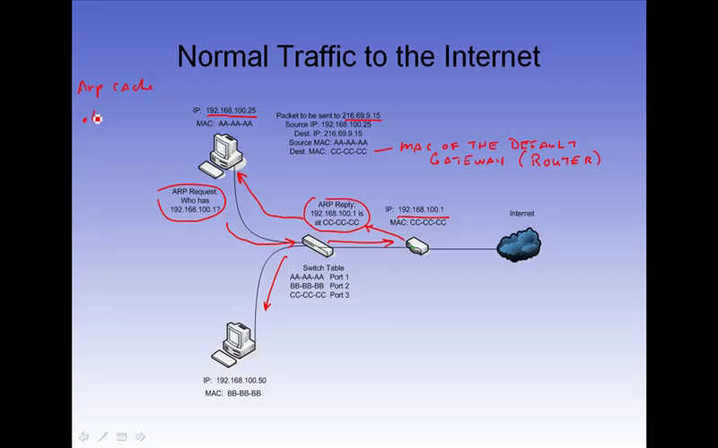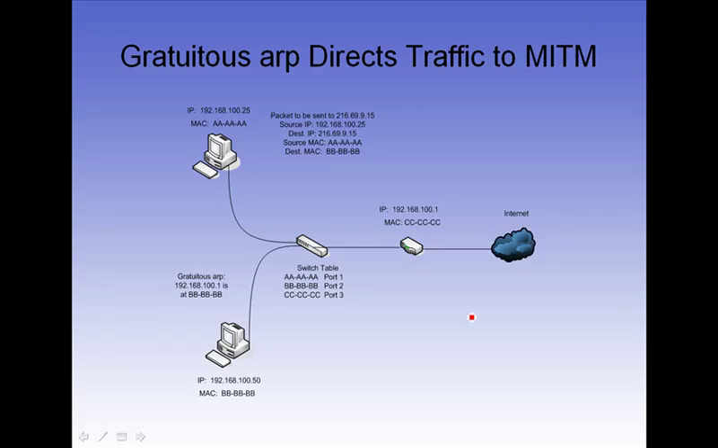.1 is at cc.cc-cc. And in this case, after this ARP reply, the packet can be properly addressed and sent. Now, this is what usually happens. Same process as we had on the local network.